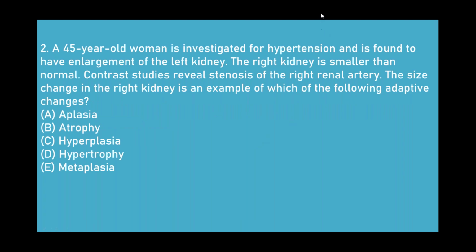Question 2. Can you read the question? A 45-year-old woman is investigated for hypertension and is found to have enlargement of the left kidney. The right kidney is smaller than normal, and contrast studies revealed narrowing of the right renal artery. The change in the right kidney is an example of which of the following adaptive changes?